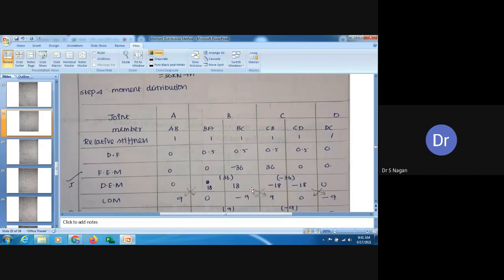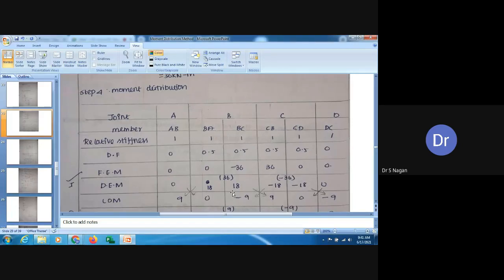Okay, so now come here. BC and CB. At BC, we have 18, so half of the amount will be carried over here. At CB, we have minus 18, so minus 9 will be carried over. So put this arrow mark like this. If you put the arrow mark, then we will not carry over in between these two. We will not carry over from BC to BA, BA to BC, because students will make mistakes.